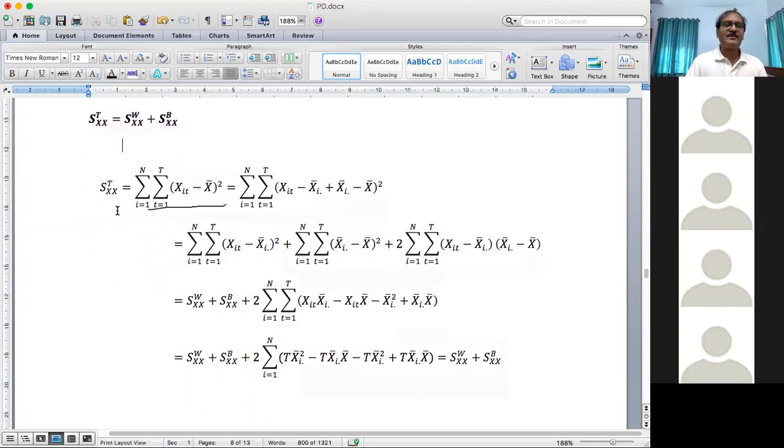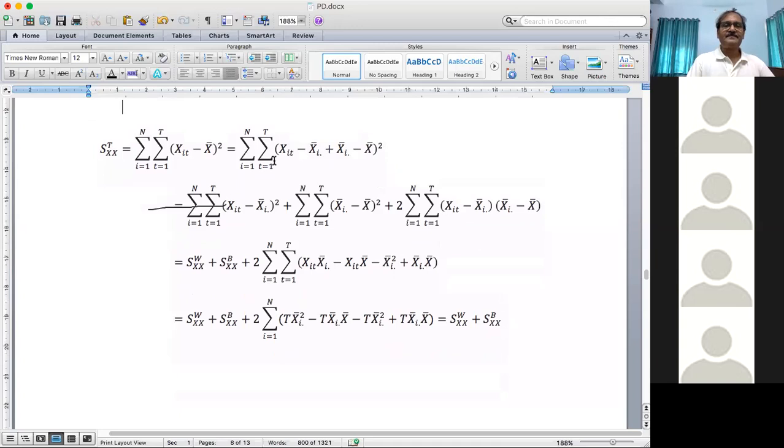For that purpose, let us start with the definition of total variance. So you can try simultaneously along with me. So try to start with this formula. Sxxt, we have defined Sxxt is equal to double sum of xit minus x bar whole square. So S denotes simple sum of square, you have to keep in mind. So Sxxt is equal to double sum xit minus x bar whole square.